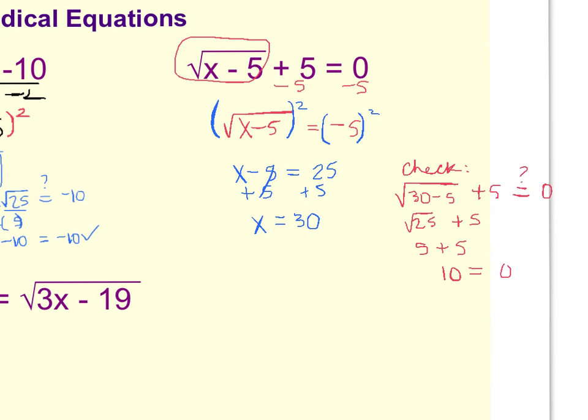It's a false solution. When you solve equations and you do this thing where you are squaring both sides, it can introduce false solutions into your equation. So even though we got x equals 30, when we plugged it in it didn't work, and that means our final answer will be no solution. But you do have to show that you solved for x, you have to show that you plugged it in and that your check did not work.